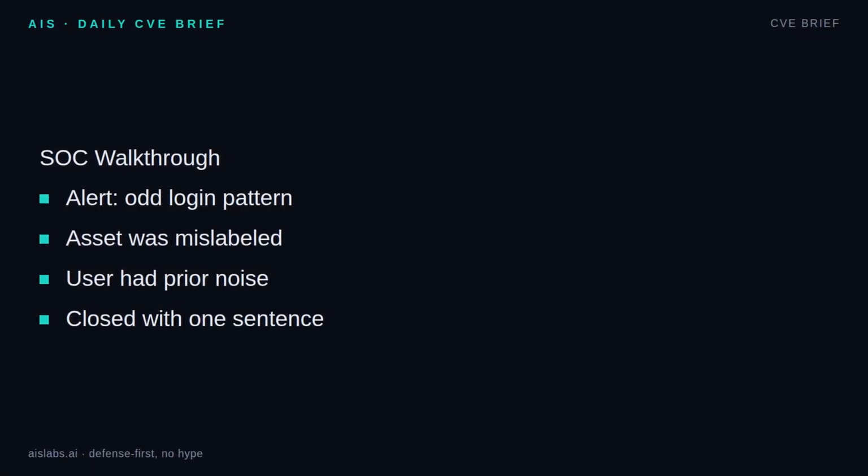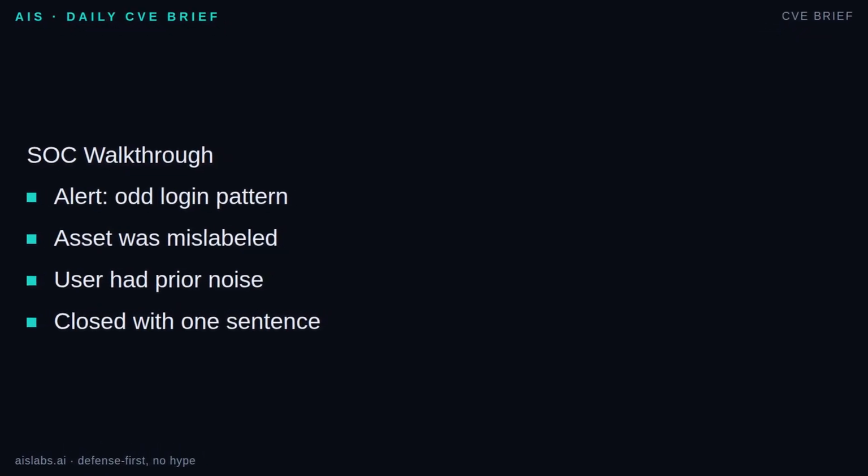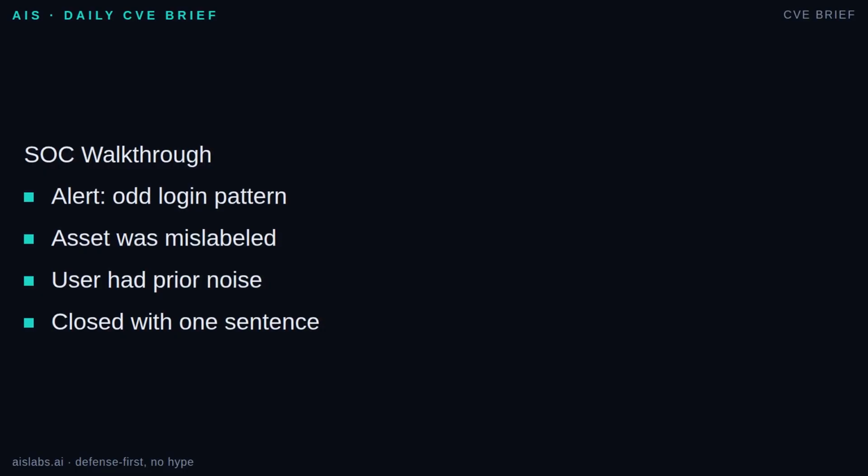A SOC receives a SIEM alert for unusual authentication to an internal file server. Minute 1. The analyst records what fired and where. Authentication anomaly, 1 user, 1 host, 10-minute window. Minute 2. The analyst checks the asset record. The host is not a production file server. It is a training lab system with stale naming. That changes the risk.